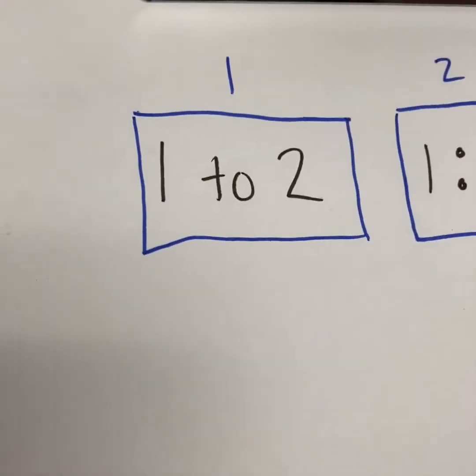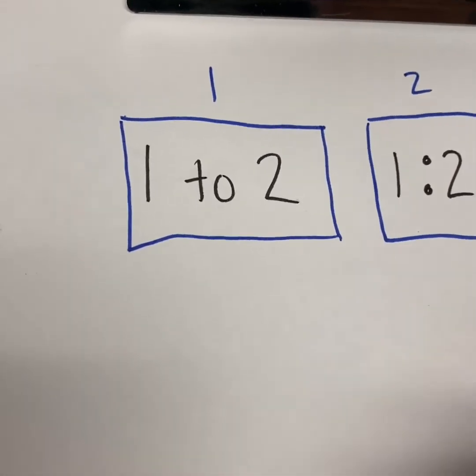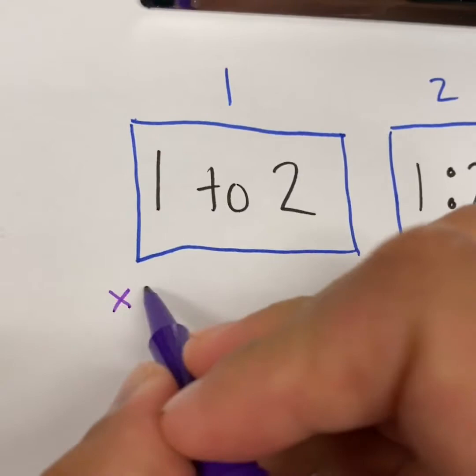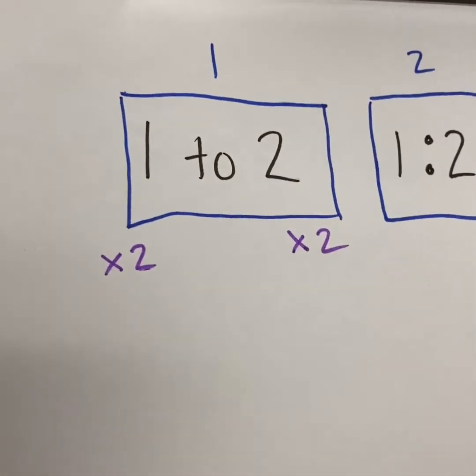There are many ways to find equivalent ratios. The first one we're going to talk about is just multiplying each side of the ratio by the same number and seeing what the result is. So we're going to use 1 to 2, and we're just going to multiply the next whole number. We're going to multiply by a scale factor of 2 to both sides of our ratio.